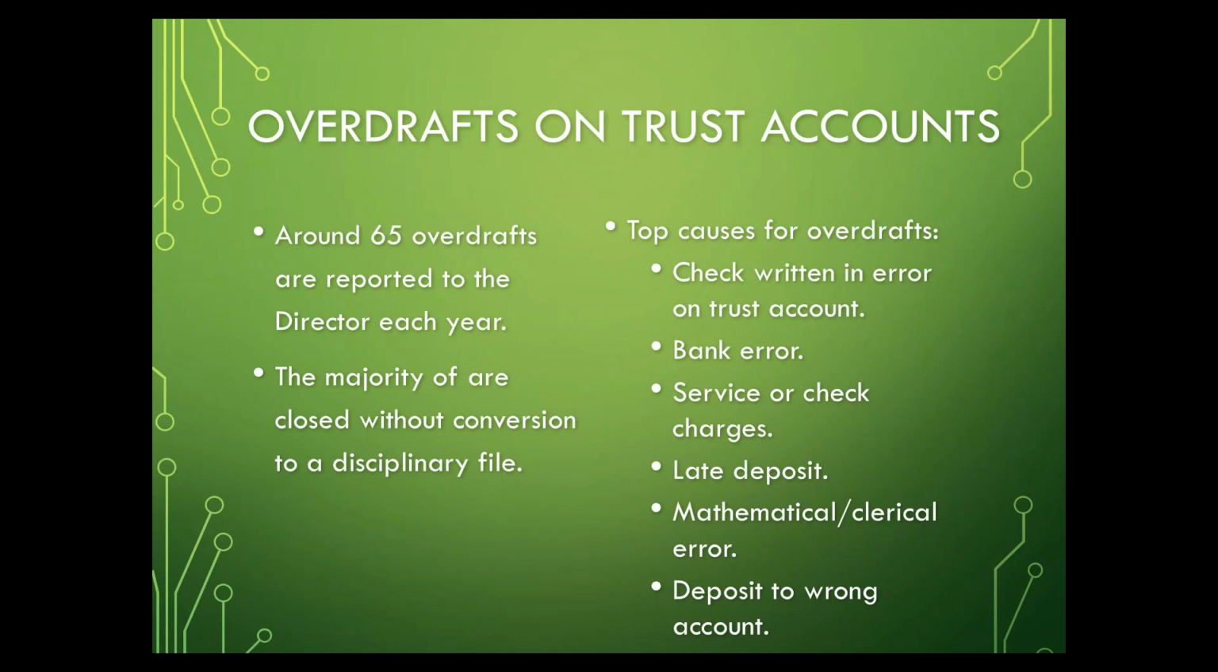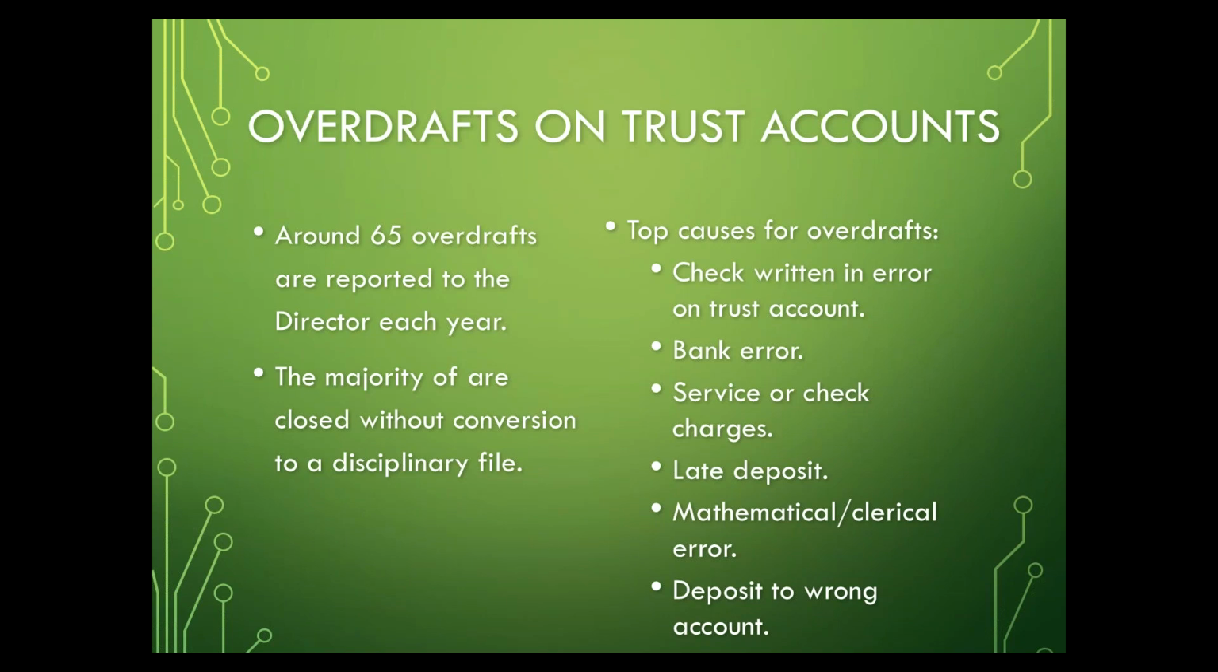So the director's office operates a trust account overdraft notification program. In order for a Minnesota bank to be approved to maintain lawyer trust accounts, it has to agree, I think we mentioned this earlier, to two things. One, it has to agree that it will report overdrafts on lawyer trust accounts to our office. And two, it has to agree to pay a certain minimum level of interest on the lawyer trust accounts.